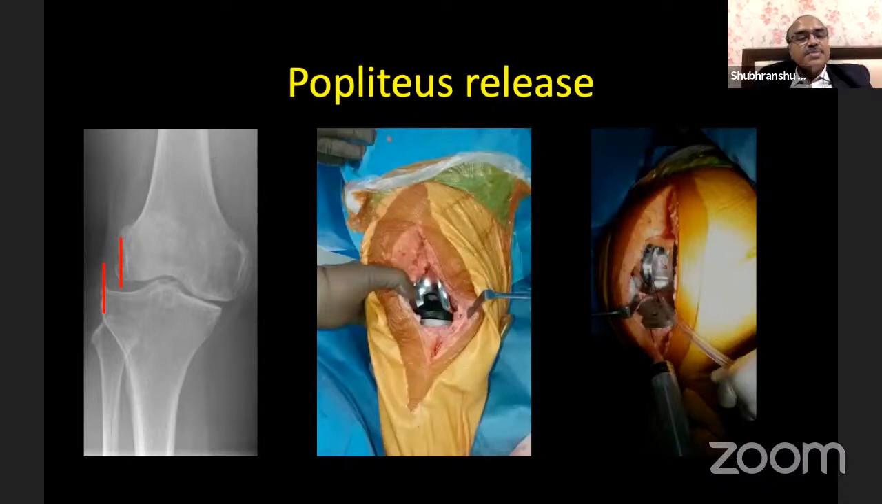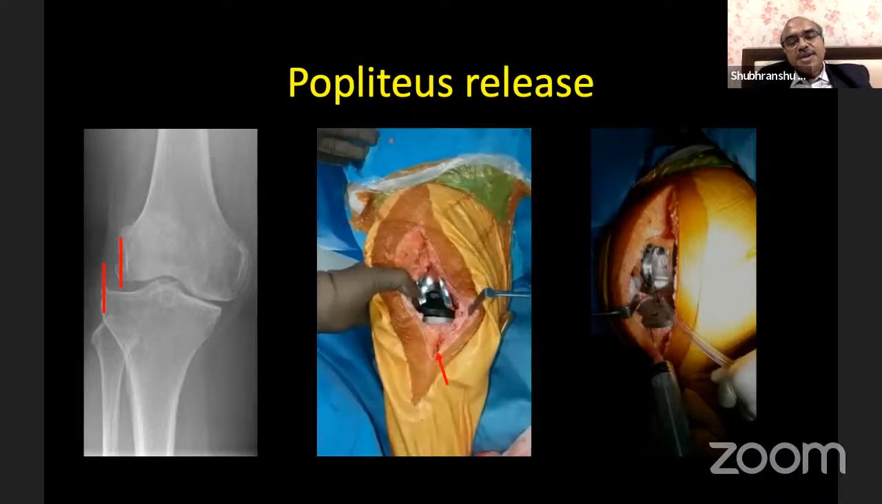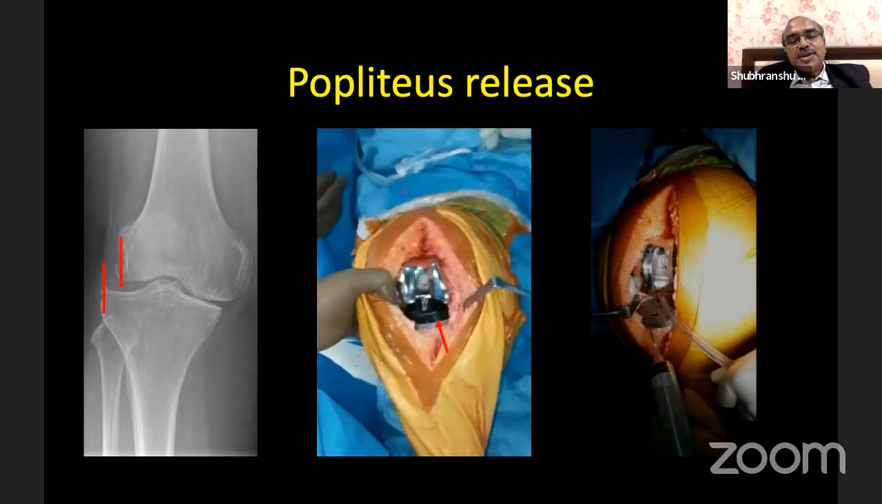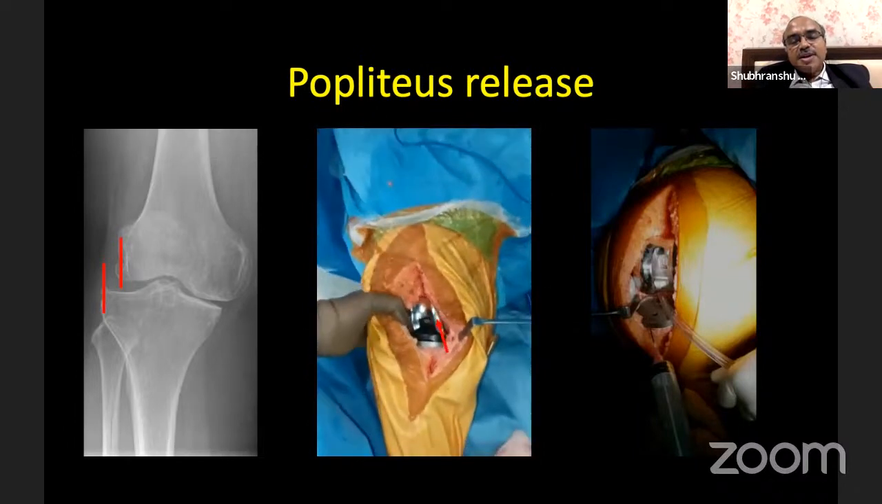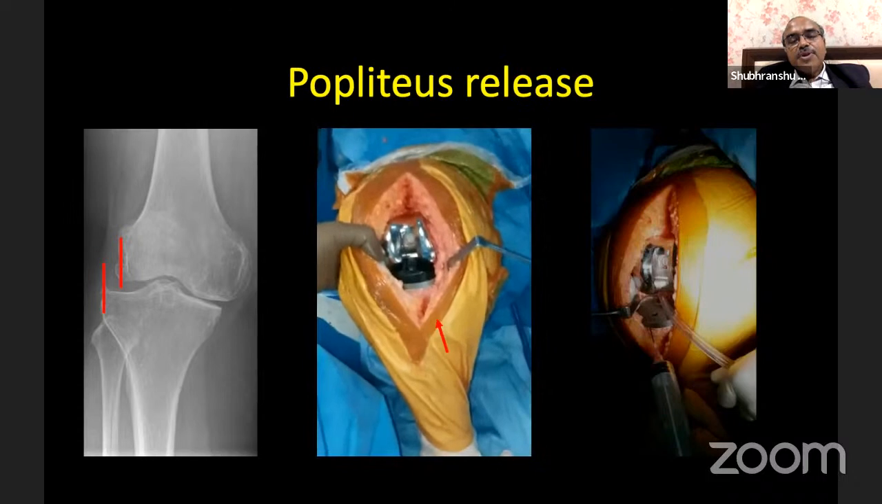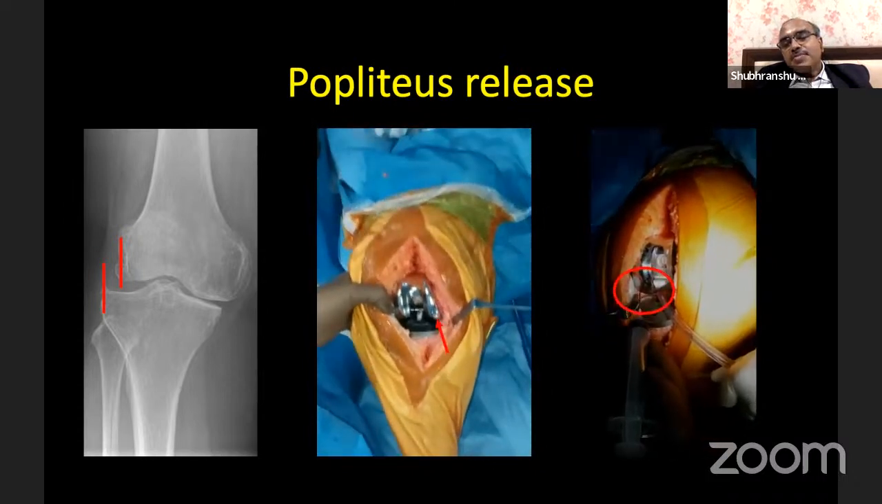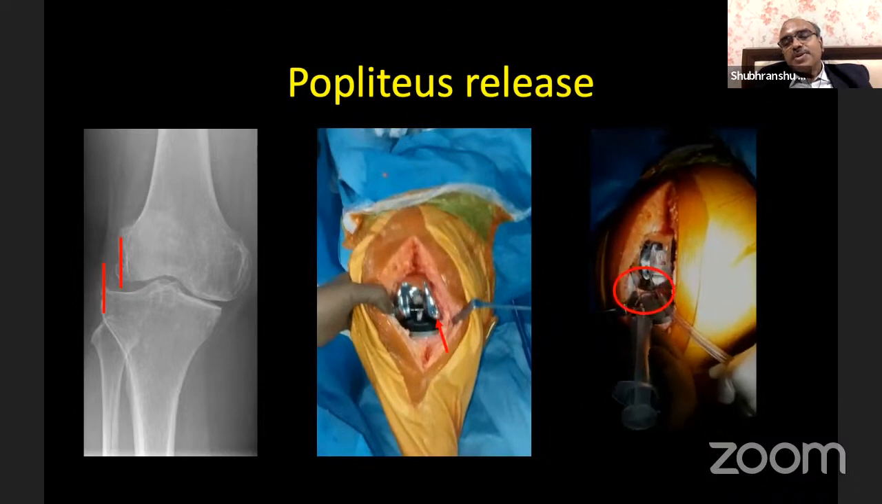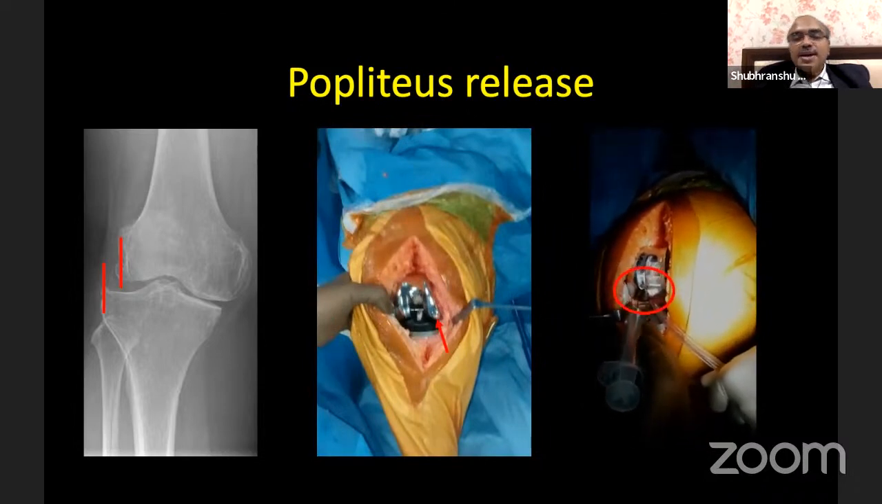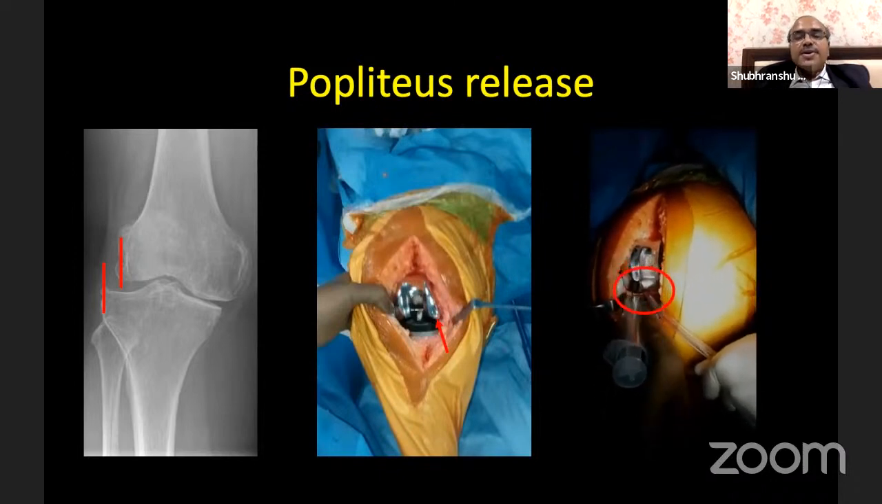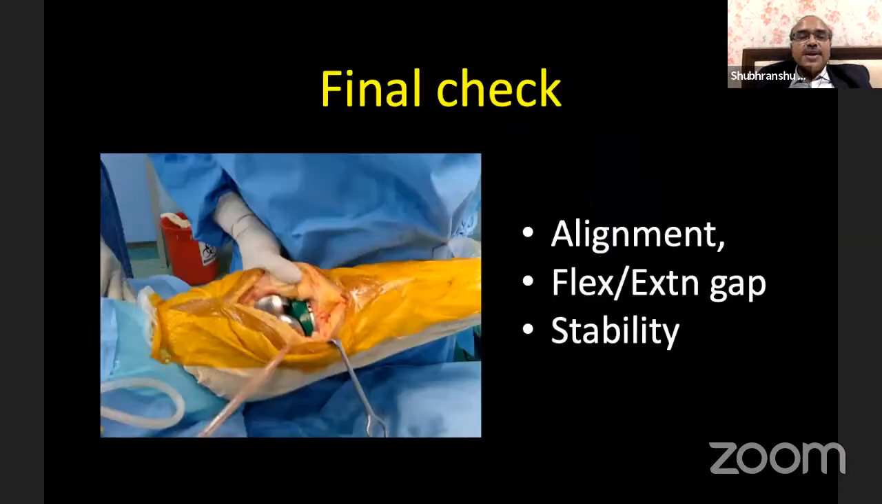The popliteus becomes tight in these kinds of cases. Especially while doing a trial reduction, you will see that there is a little tightness in flexion and the polyethylene is just giving way. In those cases, in the posterolateral corner, you see the popliteus tendon and do a pie crusting of the popliteus tendon, again taking an 18 gauge needle. And again, you stretch it out so that the varus knee gets balanced.